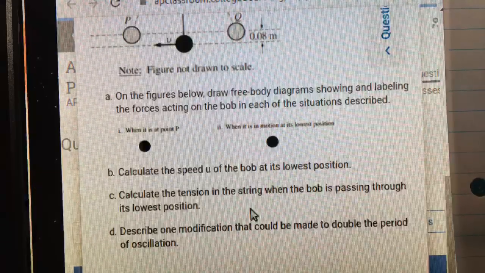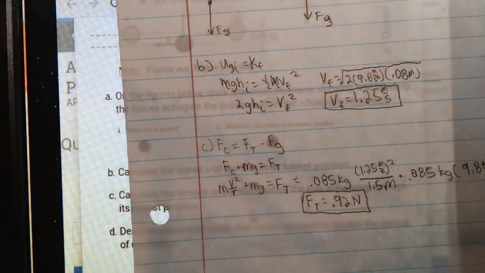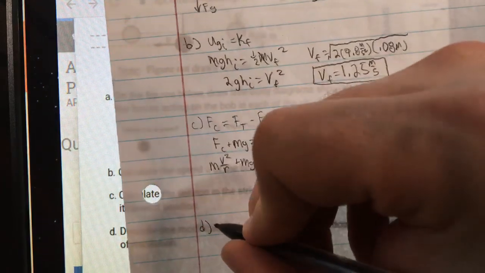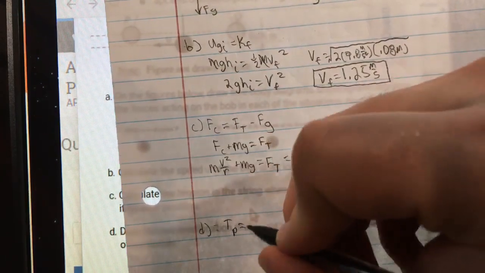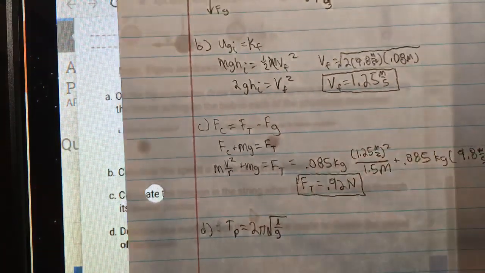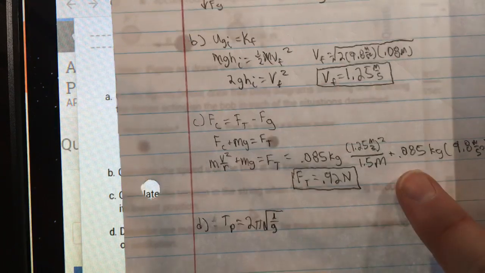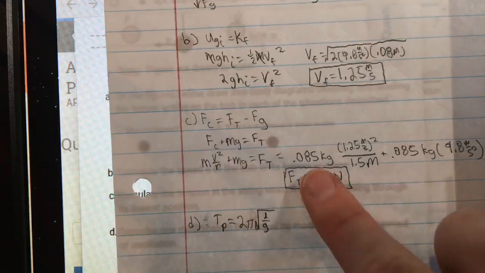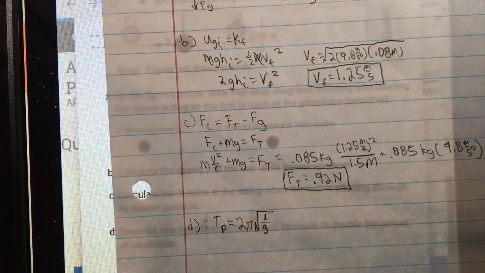And then D, describe one modification that could be used to double the period of oscillation. So D, the period of the pendulum is 2 pi times the square root of length divided by acceleration due to gravity. You're using 0.085, not 0.85. Yeah, it's 0.92. They got 0.93 because they use g as 10.